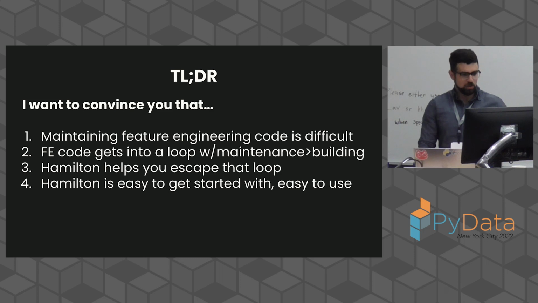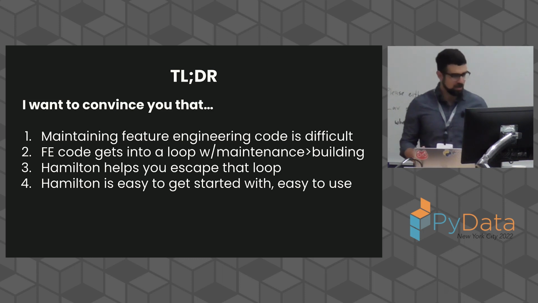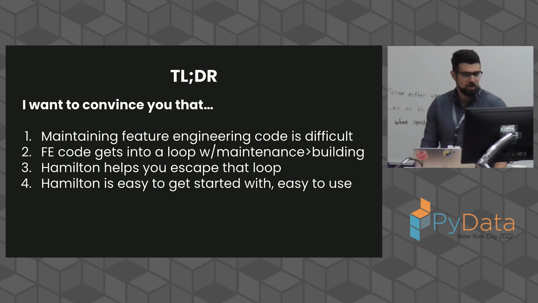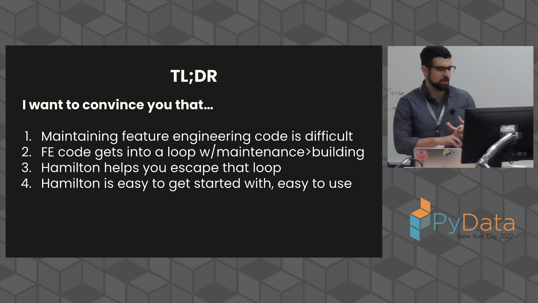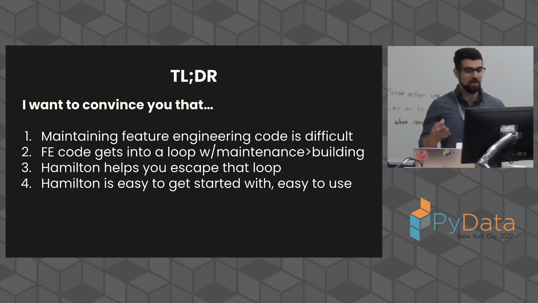If I want you to take home a few things from today, I'm going to try to convince you of something. First, I want to convince you that maintaining feature engineering code is difficult. It's because feature engineering code can often get into a loop where the maintenance of it costs more than the building of it. So you're kind of treading water. Hamilton, the framework we built, can help you escape that loop. And Hamilton is easy to get started with and easy to use.